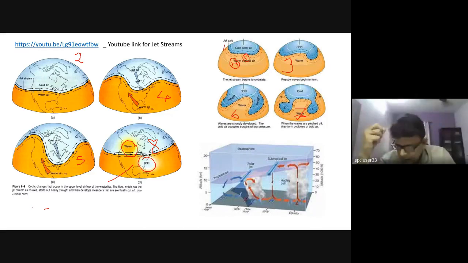And then it's going to be the third stage, which you can see. I would say it's number 5 and 6 in the diagrams in front of you. That's the third stage actually. I'm putting both of them together, wherein you have fully developed meanders.